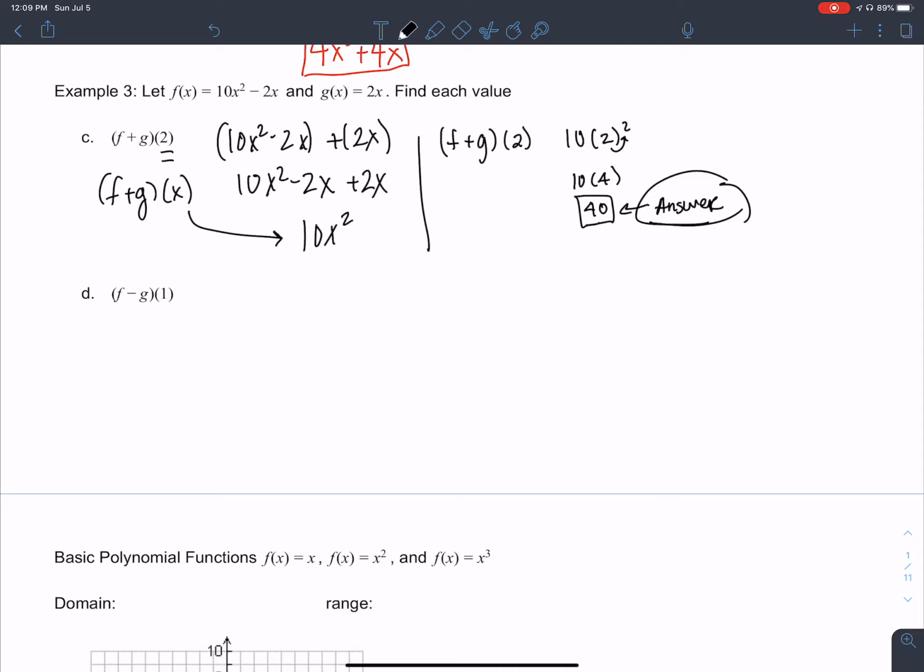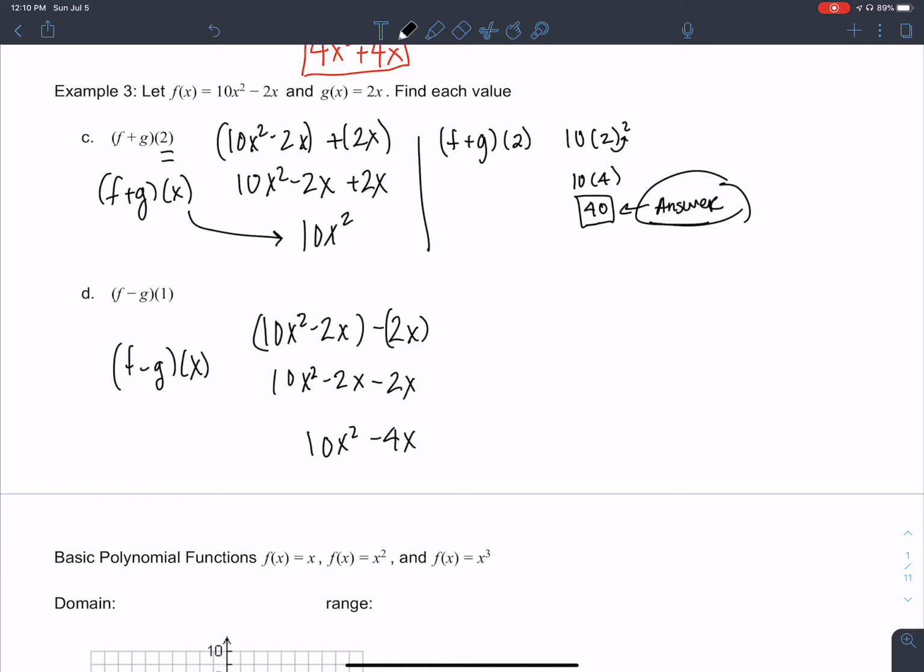F minus g of 1. Okay, so first step, f minus g. So 10x squared minus 2x minus 2x. Okay, now since there's only one thing on the back end, it doesn't do too much. Just change it to a negative, right? So I get 10x squared minus 4x. Perfect. So second step is to plug in 1.